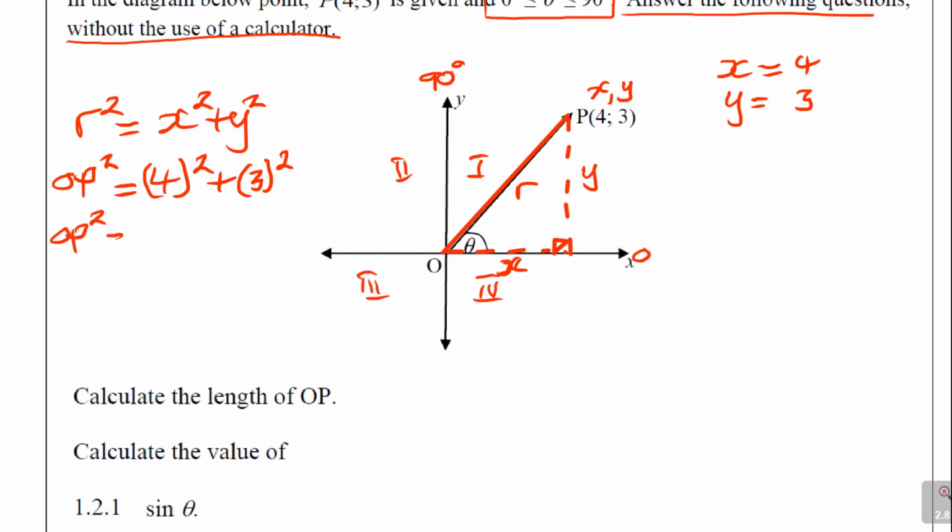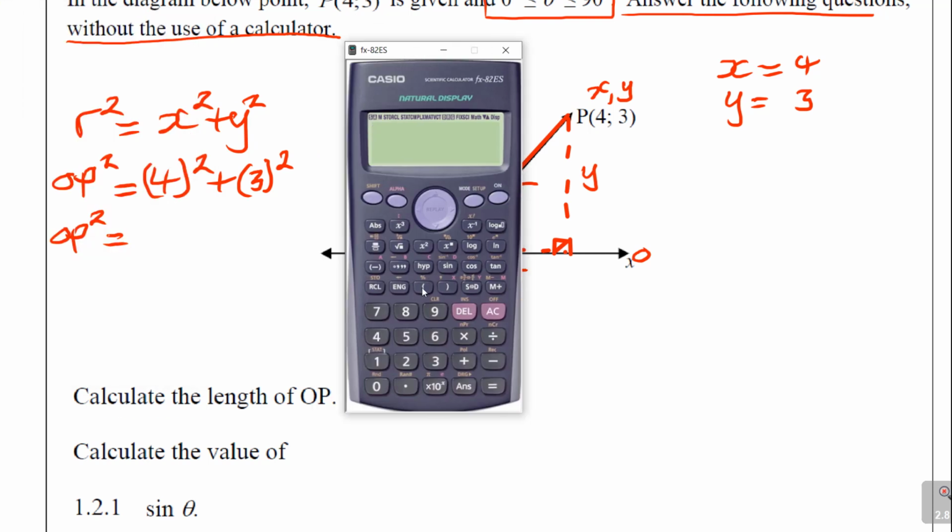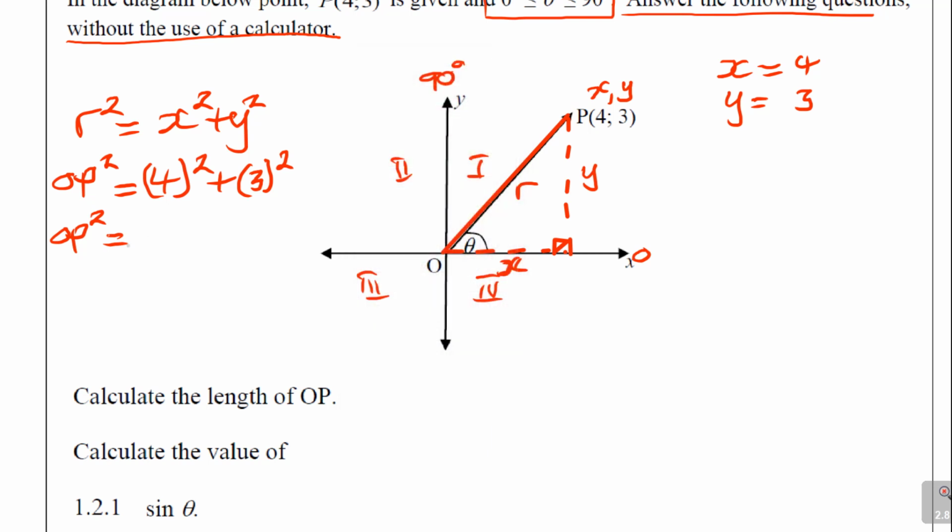OP squared is equal to 4 squared plus 3 squared. You can actually use a calculator straight away here, you don't need to simplify that. And here, I think it will be 25. You see? So this is 25. Now, how do you find OP? You square root both sides. Now, when you square root, it's okay to say plus or minus always. OP is equal to plus or minus square root of 25. Very important. Then what is OP? OP is equal to plus or minus 5.